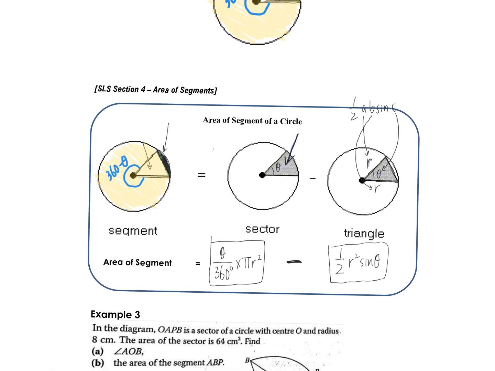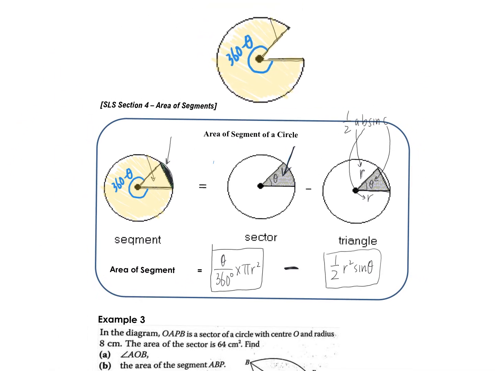Okay, let me write it up there. So same thing, I have to first find this piece, which I can use 360 minus theta over 360 times pi r squared. So this is the major slice. But I need to add it to the triangle here. Instead of subtracting this part here, I need to add this part. I need to add this triangle. So instead of subtracting, I need to add half r squared sine theta. Then I get the entire slice.